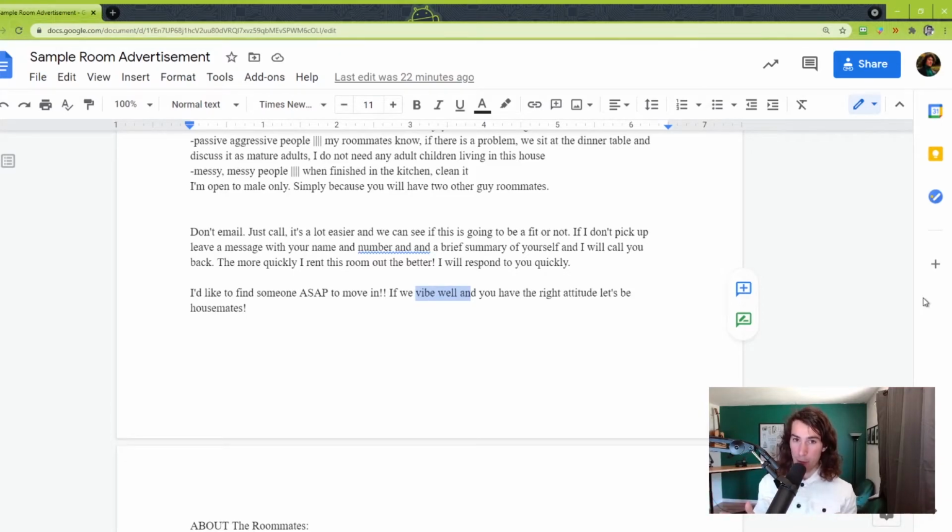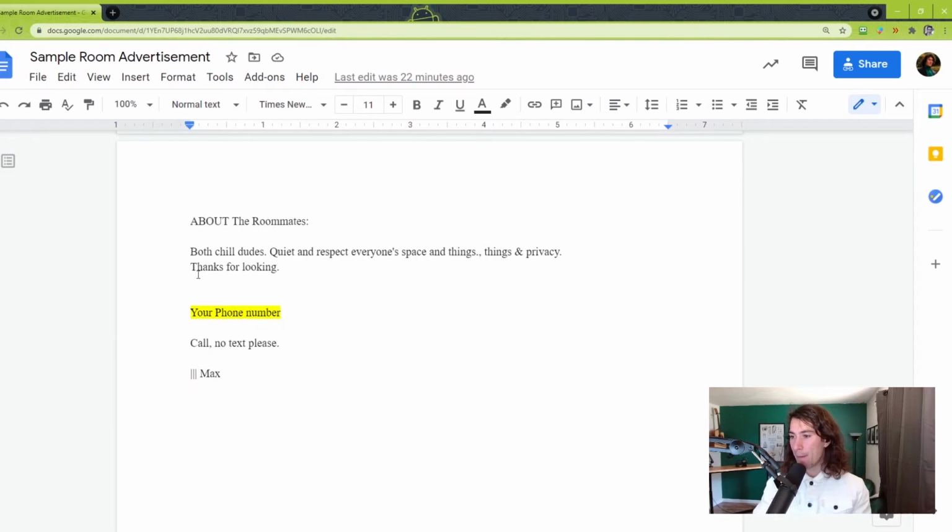I've rented to a few people who are not the right people, and it made my life a lot more stressful, and you want to avoid that negative stress. If you follow this guide, though, you will have less stress, and you will be able to find the right person. And I just put a tiny little bit about the roommates, a little personal thing. We're both chill, respect privacy, that whole thing.